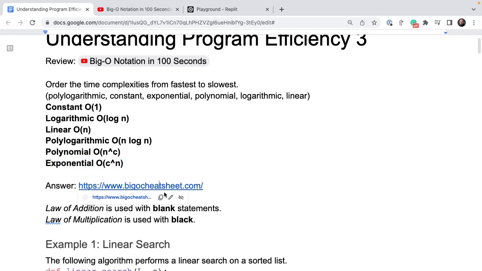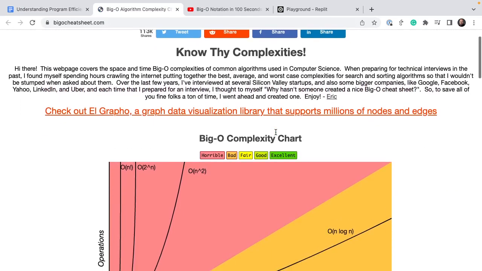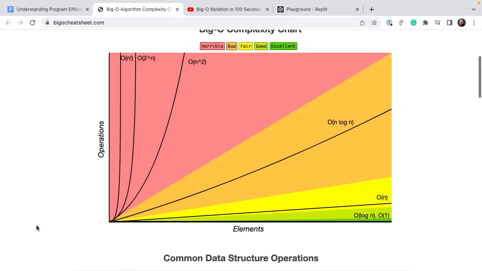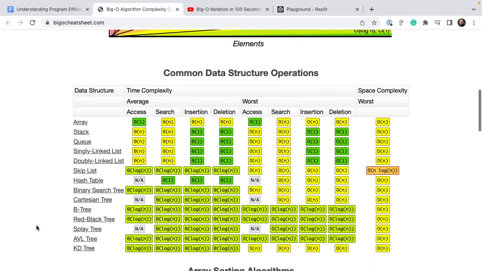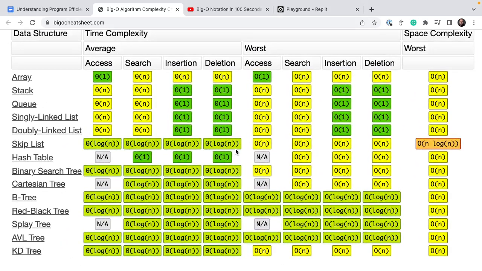And if you needed to cheat, you can always go to the big-O cheat sheet website, and that has that same graphic that shows the actual graph of these. And again, you don't ever worry about negative operations because we're talking about time. You aren't going to have negative elements. That's weird.